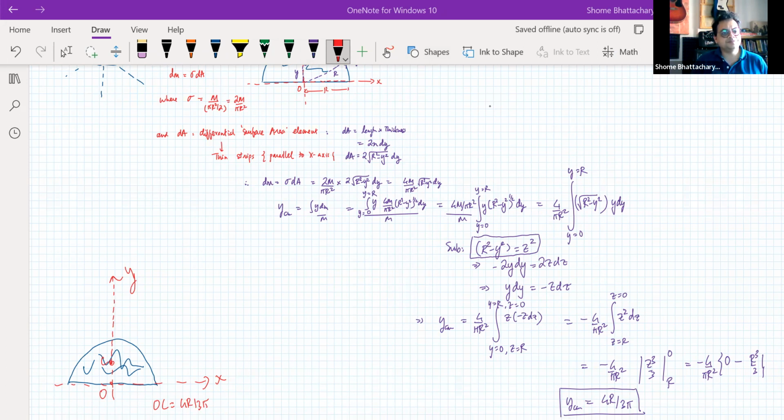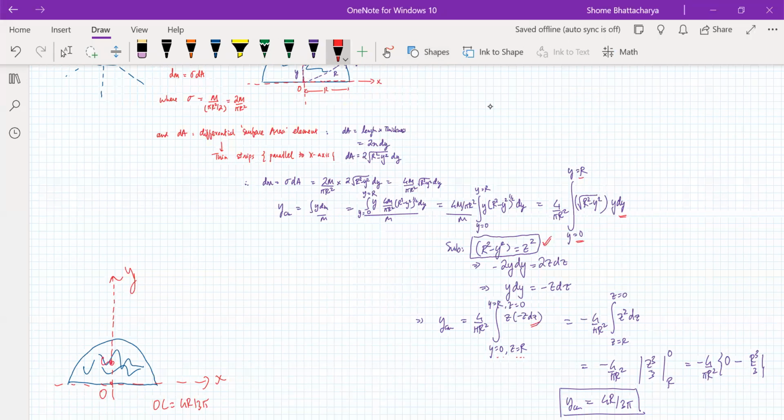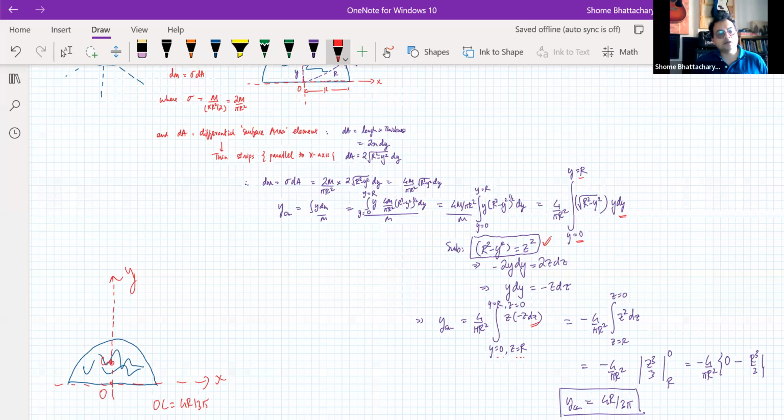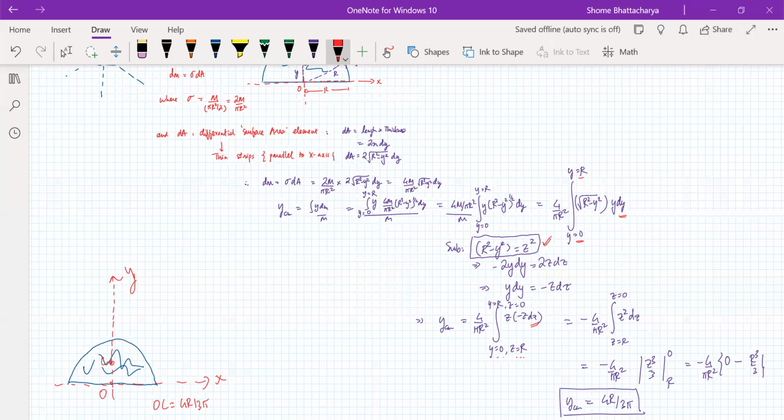variable of integration. The limits in terms of variable y: lower limit is y equal to 0 and upper limit y equal to r. But when y is equal to 0 at the lower point, what is the equivalent value of z? Because now we are changing the variable of integration to z, that is coming from this relationship between y and z. So you can see that when y is equal to 0, r square is equal to z square, no? So z is equal to r. And at the upper point, z is 0.